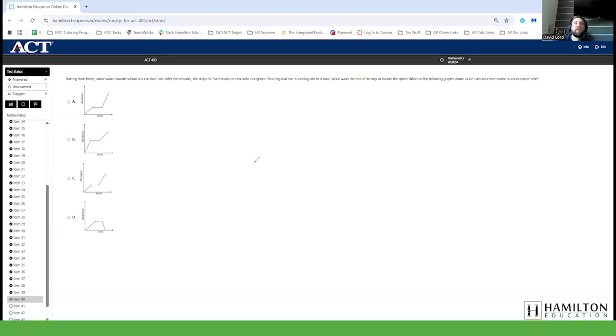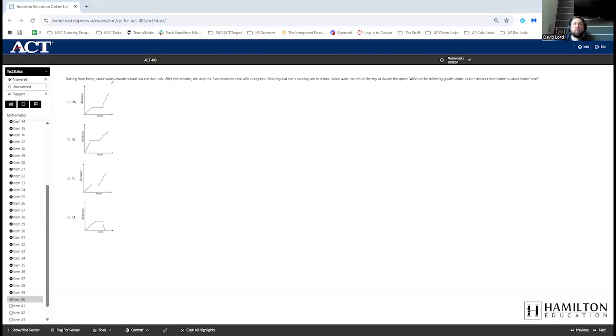Question number 40. Starting from home, Jackie walked towards school at a constant rate, so that's linear. After 5 minutes, she stops for 5 minutes, so her speed goes down to 0, or her distance would stay constant. Realizing she's running late, she walks the rest of the way to school at double the speed, so it should be twice as steep as before. What could show it?